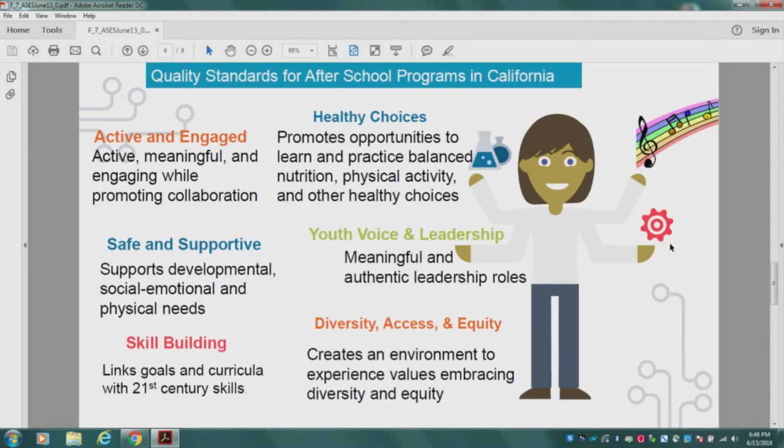These are the basic quality standards for our after-school care program in California put out by the CDE. Active and engaged, healthy choices, safe and supportive, having a youth voice and leadership, letting the students be a part of that, skill building and diversity, access, and equity, all SRCS components.